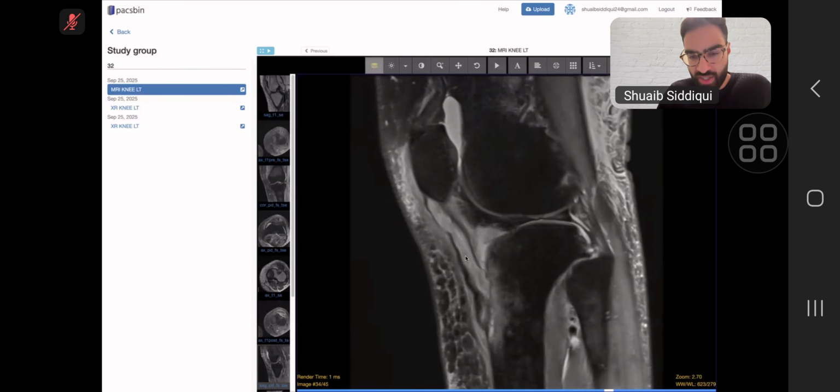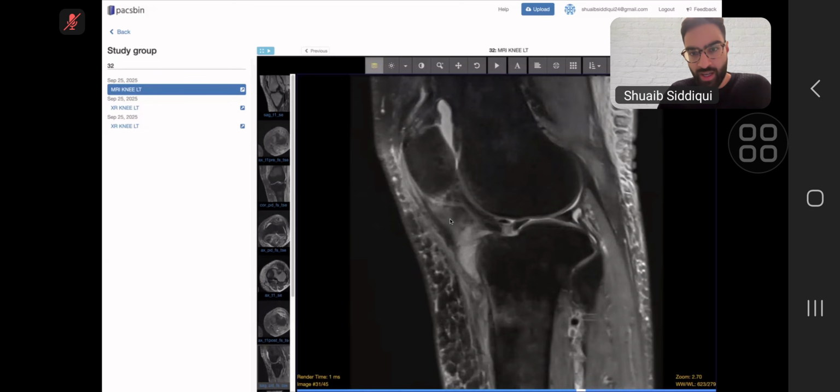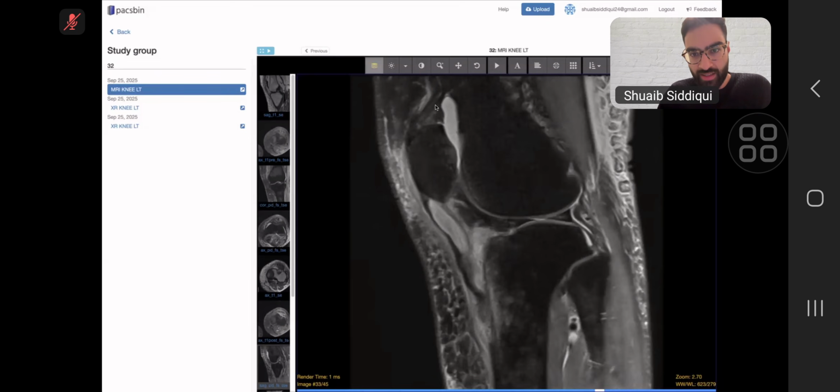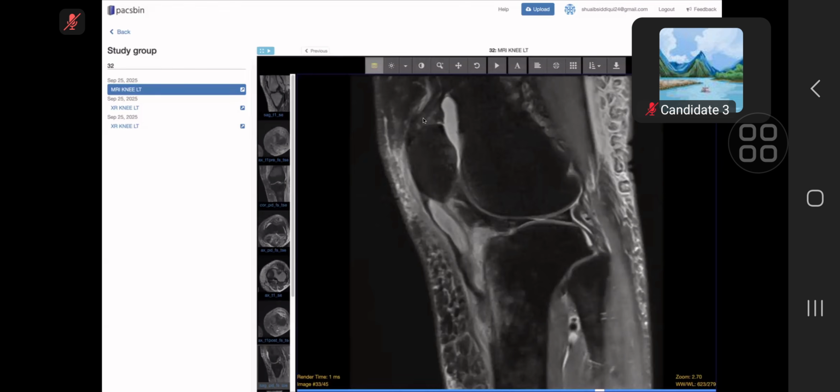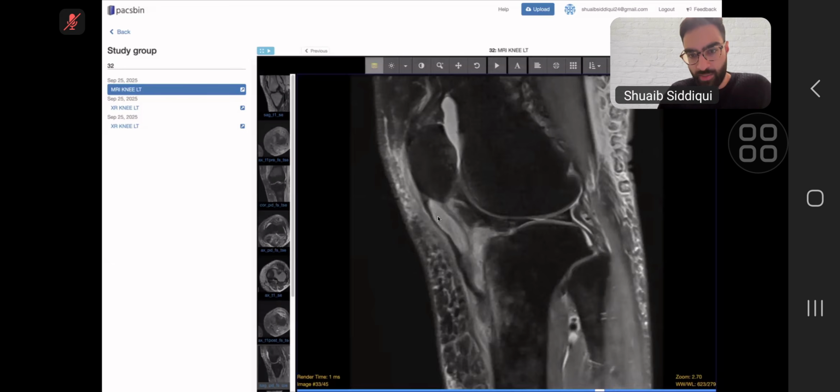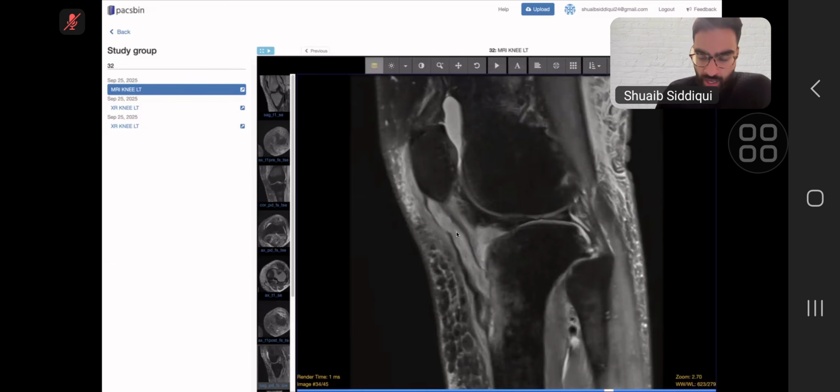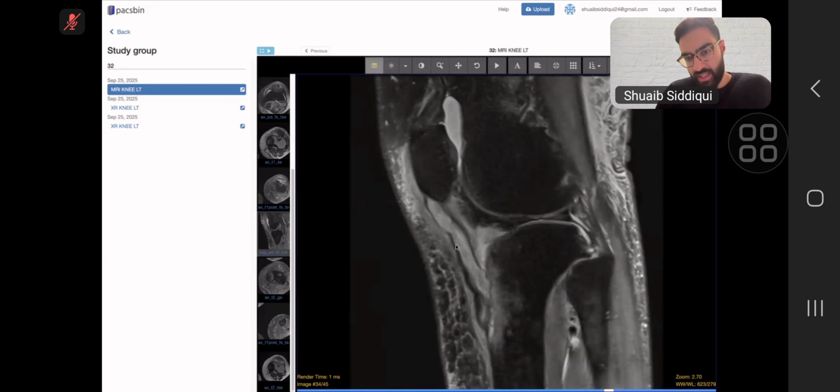There's diffuse thickening and high signal within the patellar tendon. This is extremely abnormal. The patellar tendon should normally look like this. Can you see that? Yeah, I can, candidate 3. So that's what the tendon should look like. But look at it; it's expanded with fluid, and it was all enhancing as you saw. So there's a thickened patellar tendon with enhancement and destruction of the insertion site.